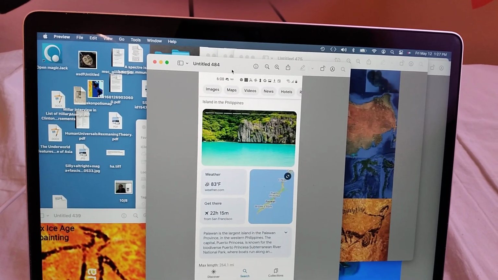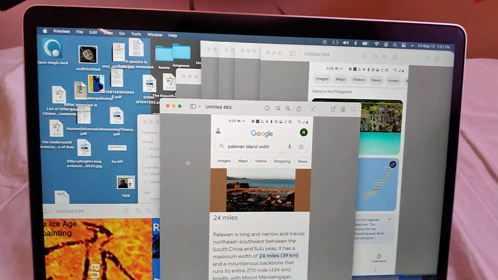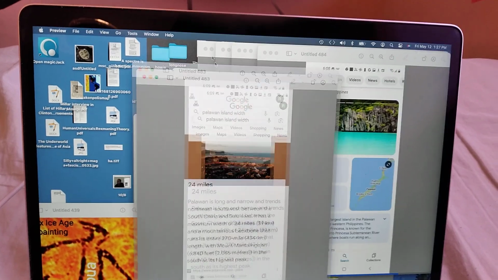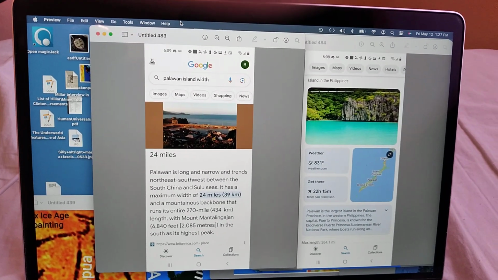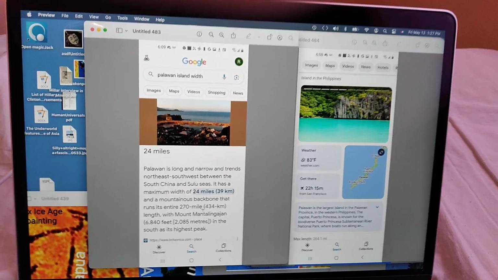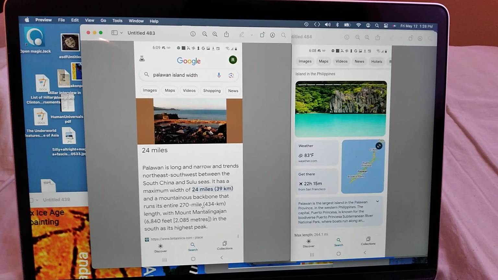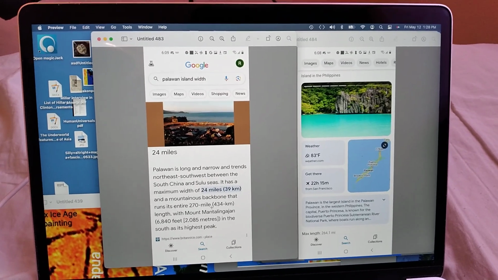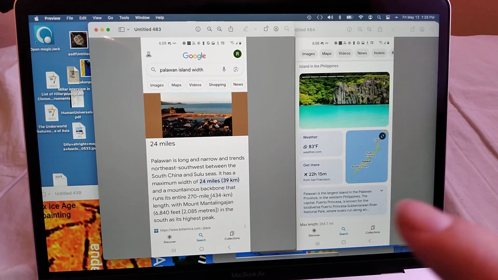So Palawan is really long. Palawan Island, 24 miles wide and 270 miles long. So that's a long island. Palawan.